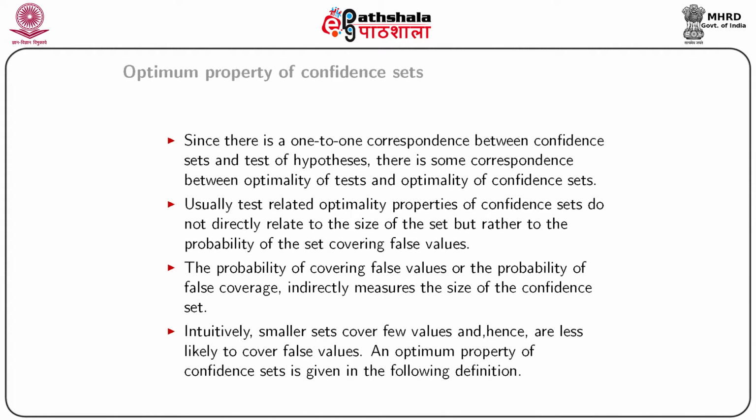Now we discuss an optimum property of confidence sets. Since there is a one-to-one correspondence between confidence sets and tests of hypothesis, there is some correspondence between optimality of tests and optimality of confidence sets. Usually, test-related optimality properties of confidence sets do not directly relate to the size of the set, but rather to the probability of the set covering false values. The probability of covering false values, or the probability of false coverage, indirectly measures the size of the confidence set. Intuitively, smaller sets cover few values and hence are less likely to cover false values. An optimum property of confidence sets is given in the following definition.